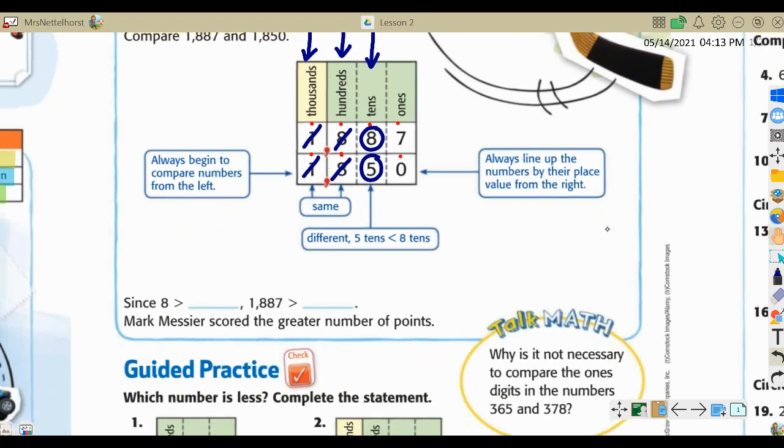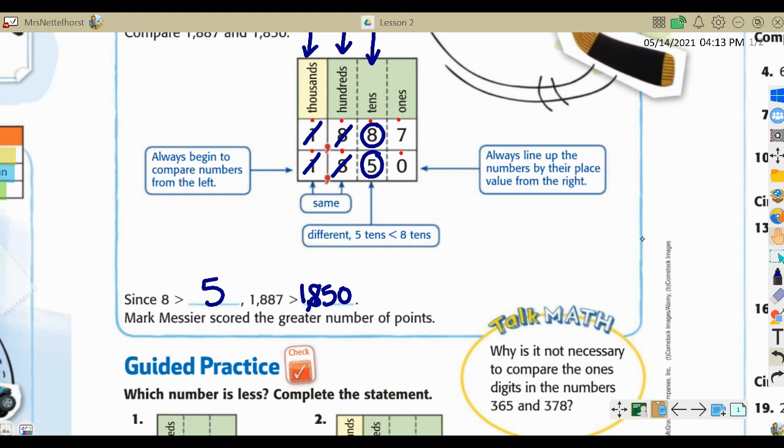So since 8 is greater than 5, 1,887 is greater than 1,850. And this is an 8, not a 9. Okay, Mark Messier scored the greater number of points.